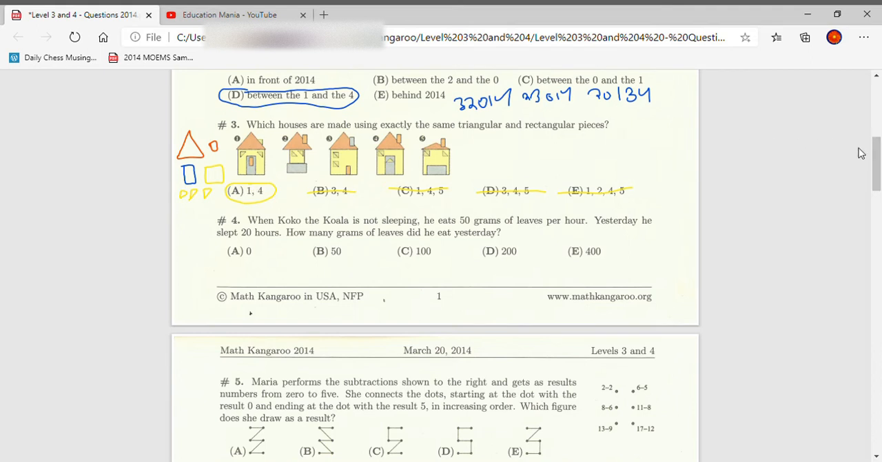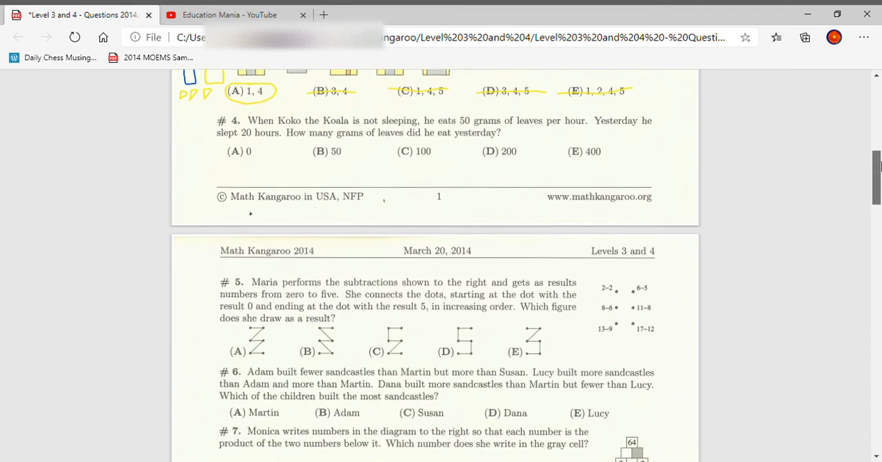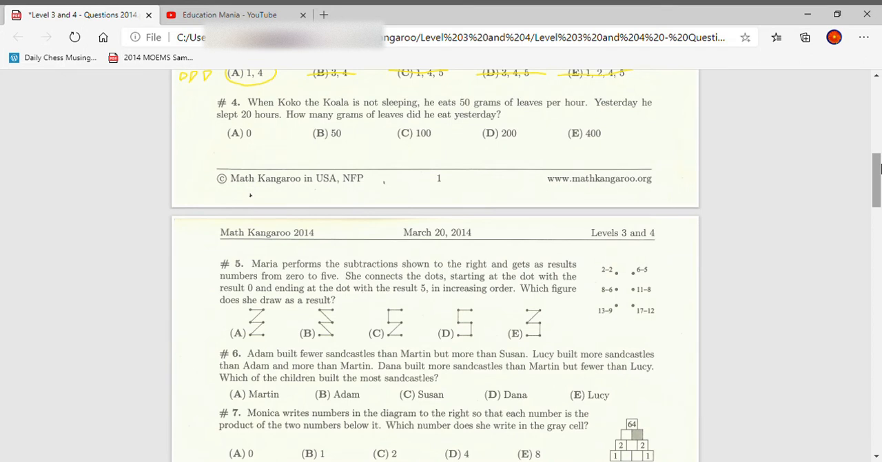Now, let's go on to number 4. When Coco the koala is not sleeping, he eats 50 grams of leaves per hour. Yesterday, he slept 20 hours. How many grams of leaves did he eat yesterday?